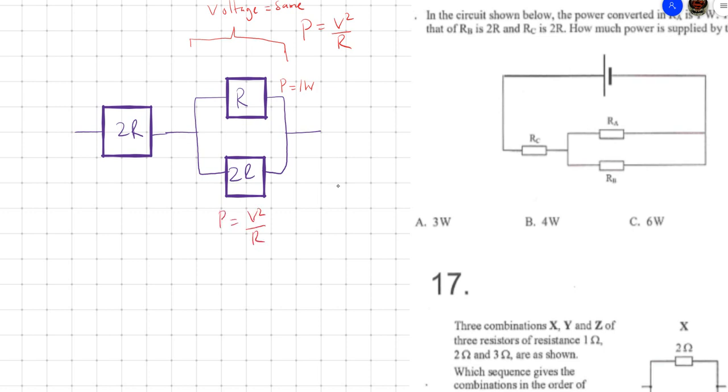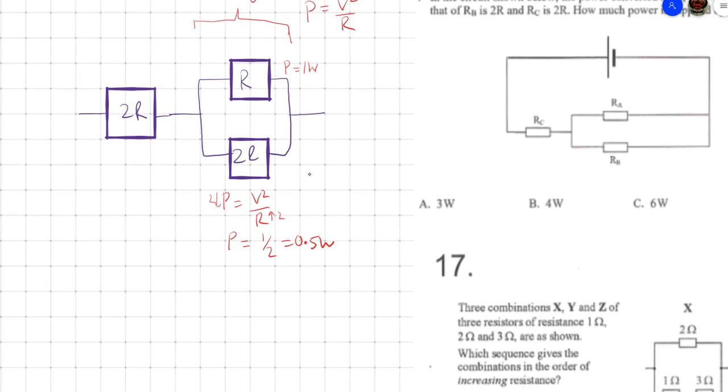Now what has happened? The R has gone up to 2R. Therefore, the power is going to go down by a factor of 2. We know that the power for R is 1, so that power is going to go down by 2, so it's going to be 0.5 watts. Okay, good. Now what else do we know? We're using blue. The current that flows through here, let me call this I total, will be split.